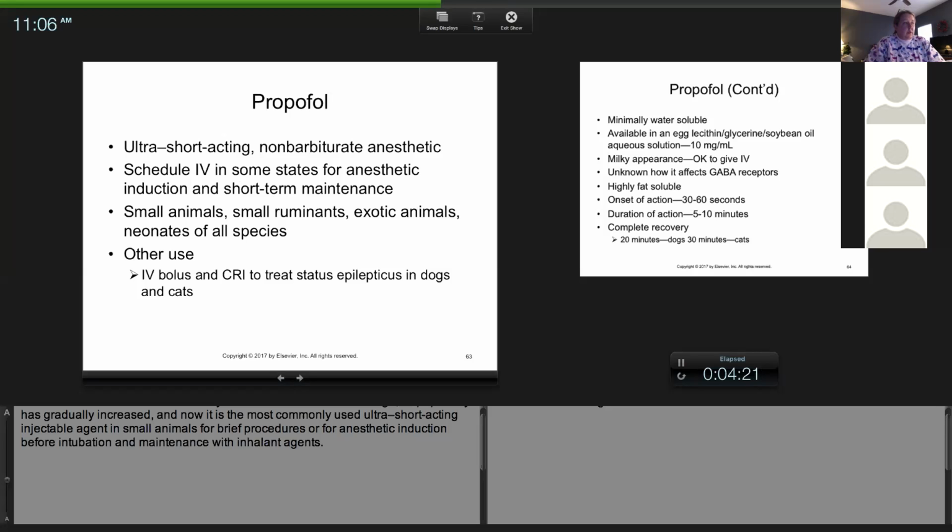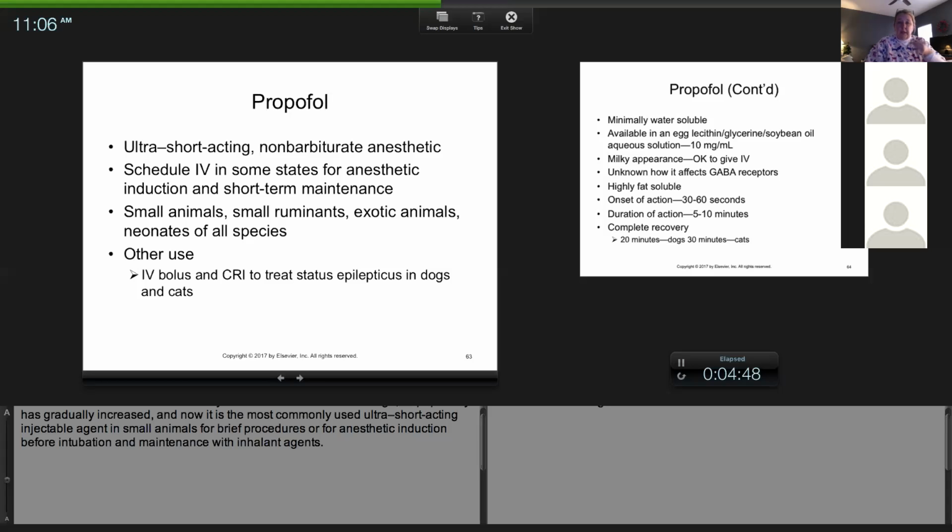It can be used in a variety of species. The only thing I wouldn't recommend is in horses, probably not in adult cattle. Number one, you'd have to give a very large amount. Number two, it doesn't hang around very much. And with a horse, we need something a little more potent as that induction agent. I'll get into that when we do equine anesthesia. So it's primarily for induction.